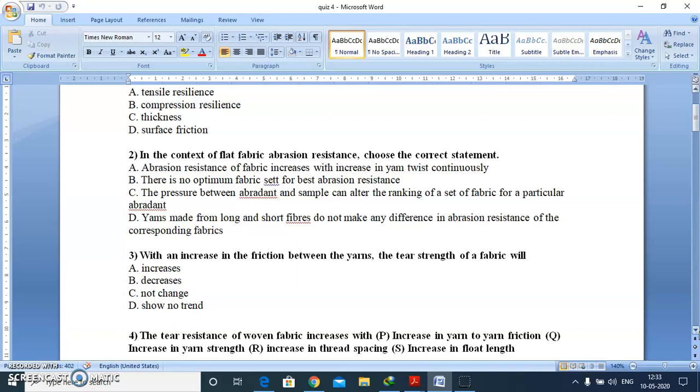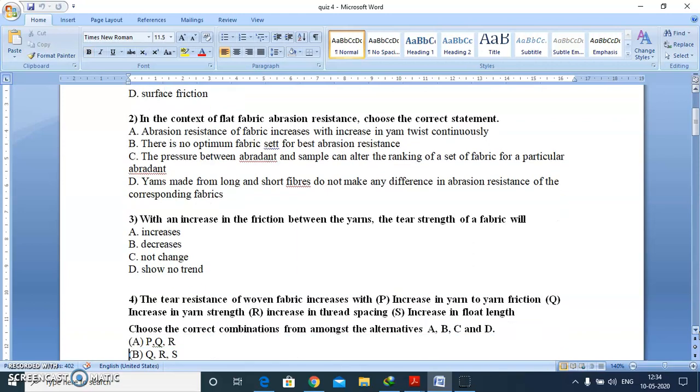Now we'll go to question number 3, that is with an increase in the friction between the yarns, the tear strength of a fabric. The tear strength of the fabric will decrease with increase in friction between the yarn. The looser the structure, the higher is the tearing strength. So we'll go with option B here, that tear strength will decrease.